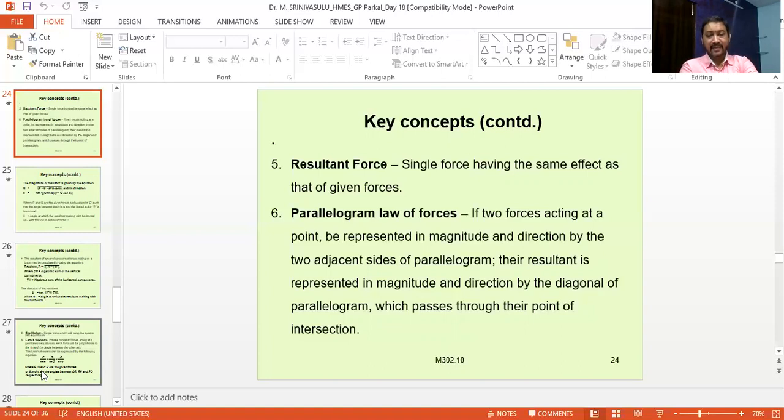And it states that if two forces acting at a point on a body are represented by the two adjacent sides of a parallelogram, both in magnitude and direction, then the resultant of these two forces can be represented by the diagonal of the parallelogram, both in magnitude and direction.